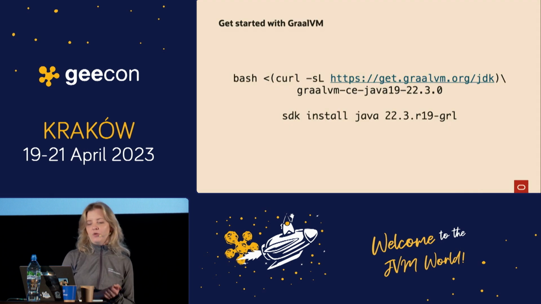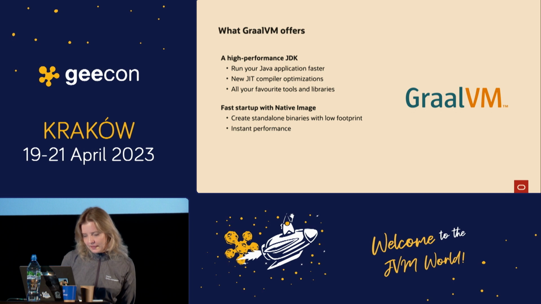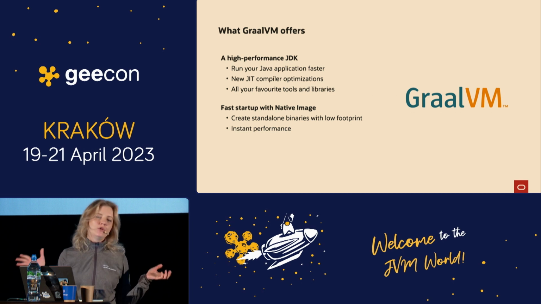And to get started, how would you try it out on your own? The way you can get GraalVM builds, probably the easiest way is to use this shell script that I have over here. Or if you're using SDKMAN, there is also a way to get GraalVM builds from SDKMAN as well.